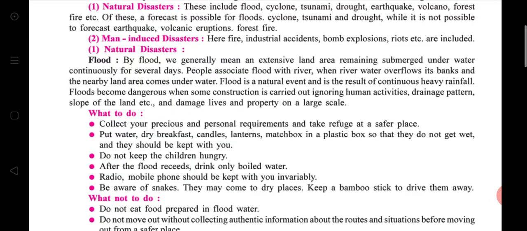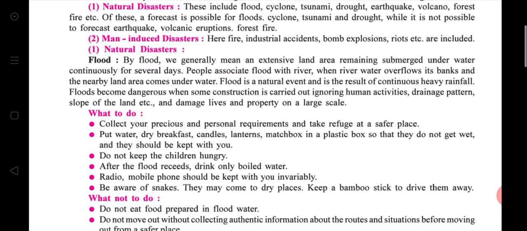People associate flood with rivers. When river water overflows its banks and the nearby land area comes under water, that is called flood. Flood is a natural event and it's the result of continuous heavy rainfall, or sometimes the breach of a river bridge or dam, and heavy water overflow happens. So mostly it is a result of continuous heavy rainfall, but exceptions are there.